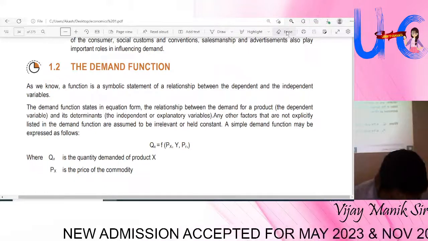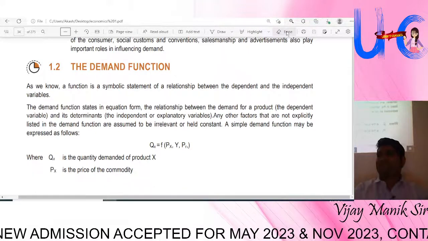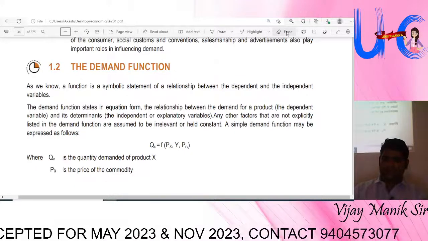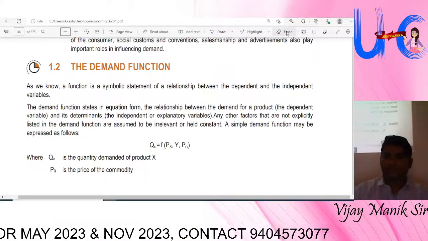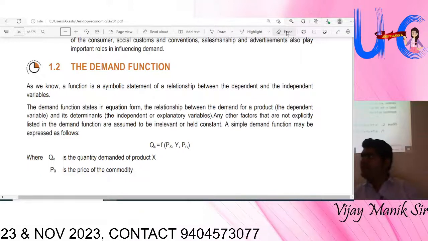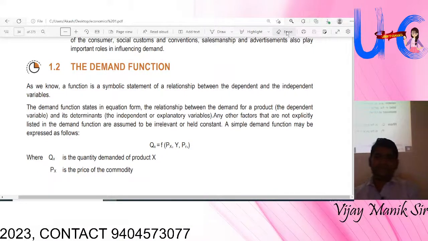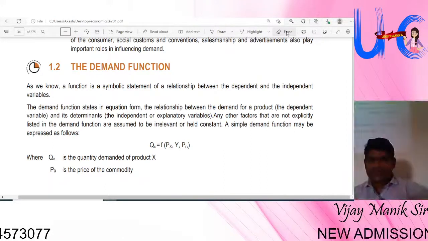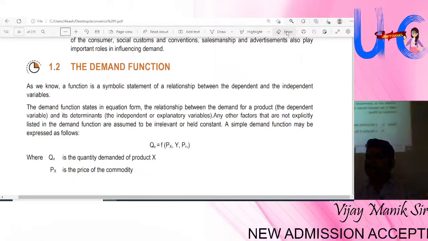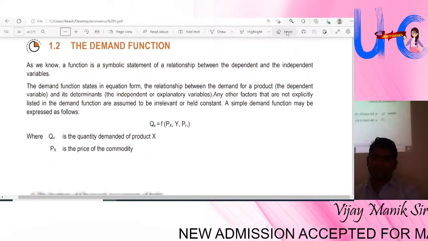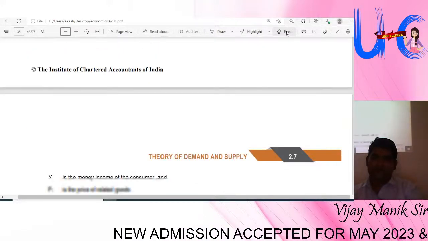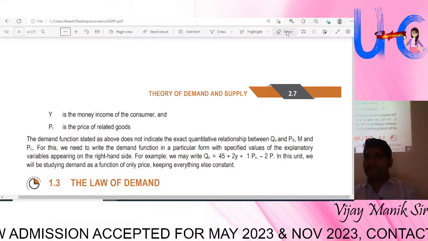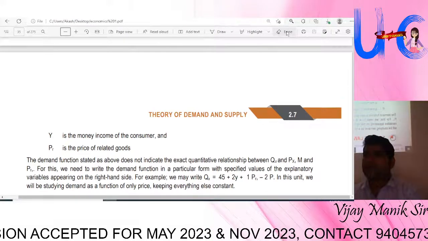Okay. Demand function. What is demand function? Very simple. A symbolic statement between dependent and independent variables. The equation is also given there. You can see that equation. Where there are equations, you have to just practice at home. Okay. Yes, Gayatri.